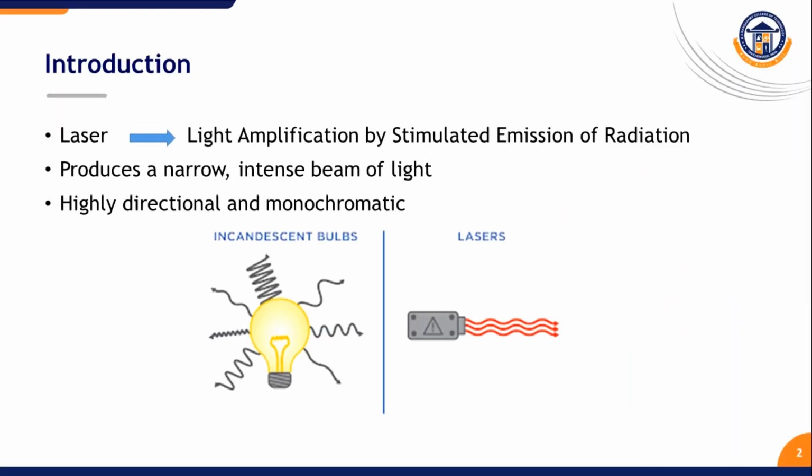Laser is nothing but light amplification by stimulated emission of radiation. Unlike ordinary light sources such as bulbs or sunlight, laser produces a high intensity beam of light with monochromatic nature. These properties make lasers very special. For example, sunlight spreads in all directions and contains many colors, but a laser pointer gives a single short beam that travels in a straight manner. This difference is what makes lasers very useful in technology.